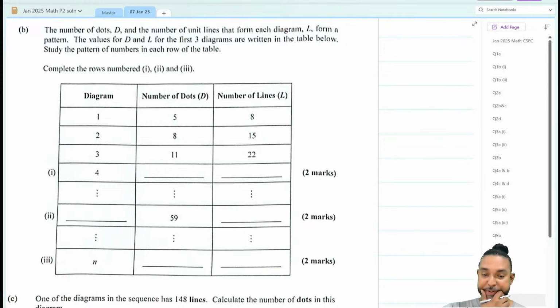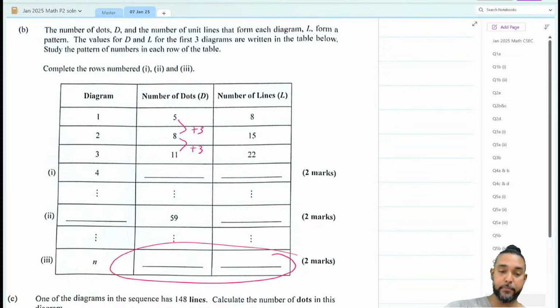Yeah, so complete the rows numbered 1, 2, and 3. Okay, this here, all you really have to do is assess the change, right? To go from 5 to 8, you have to add 3. To go from 8 to 11, you have to add 3, right? And I always say work this out first, right?